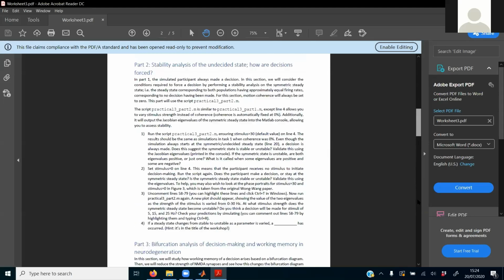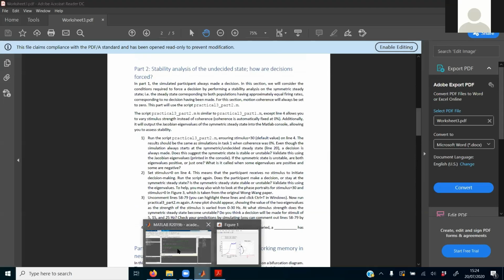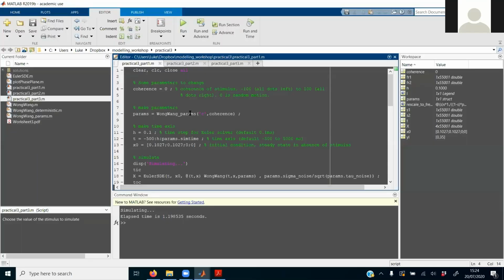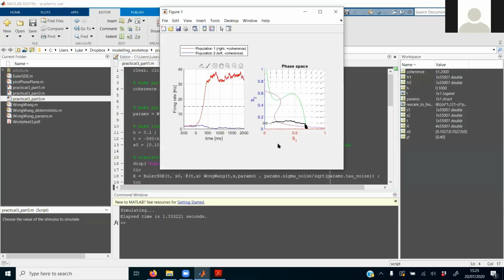So again, we can run practical 1 a few times. I can change this to 51.2% and run again. And we see this. So this time it's guessed red, it's going right. The other thing that we can do though is do multiple simulations. So what I'll show now is I'll bring up the solutions PDF.